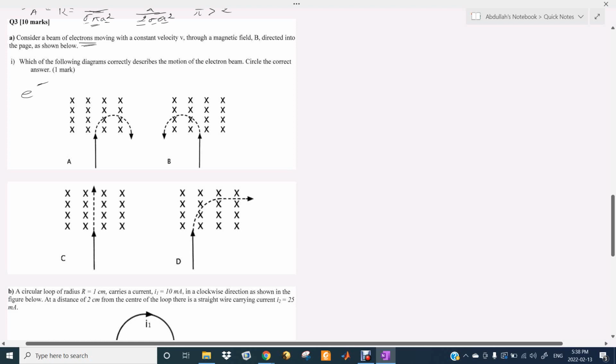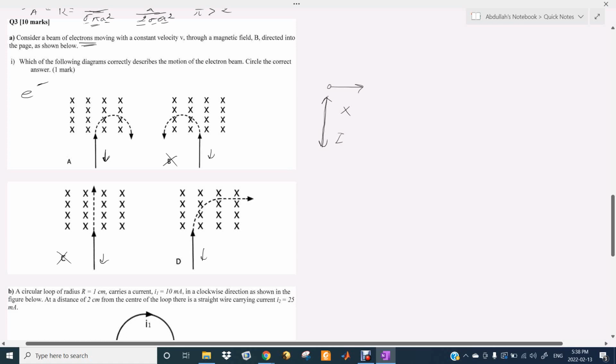you know that since this is a beam of electrons moving like this, what you need is the direction of the current. The direction of the current is opposite, because it's an electron. When you apply the right hand rule, for an electron moving like this, the current is downwards, and you have the magnetic field like this. So you will have a force acting to the right. So clearly B cannot be the case, C cannot be the case. It has to be either A or D.